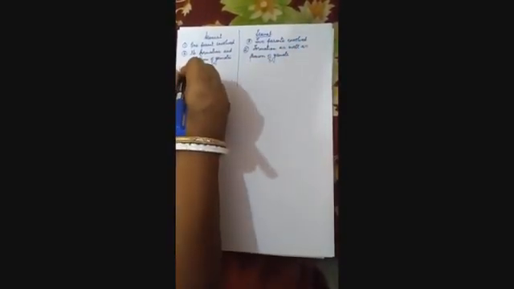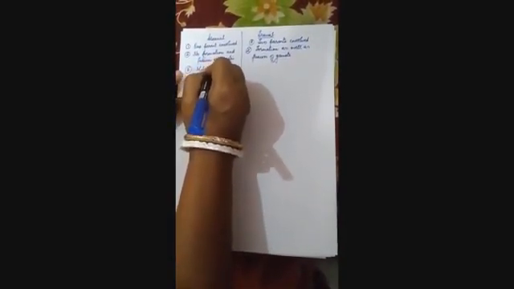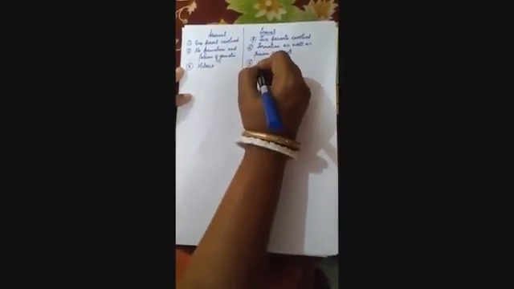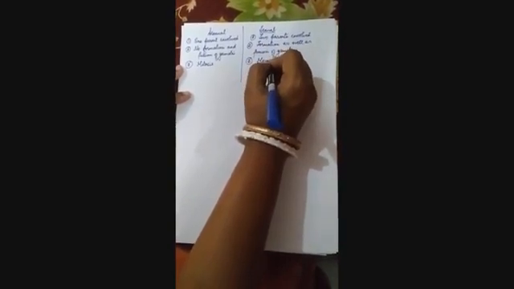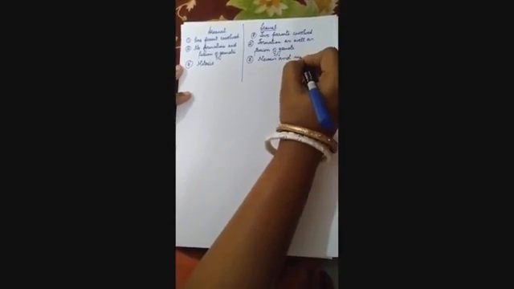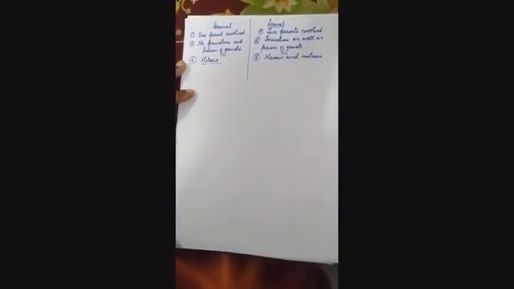Now let us come to the third difference. What is the third difference? In asexual reproduction, what type of cell division will you see? It is mitosis. And in sexual reproduction, both meiosis as well as mitosis. Let me explain this point. You all have studied cell division in class 11. Mitosis, all of you must be knowing.